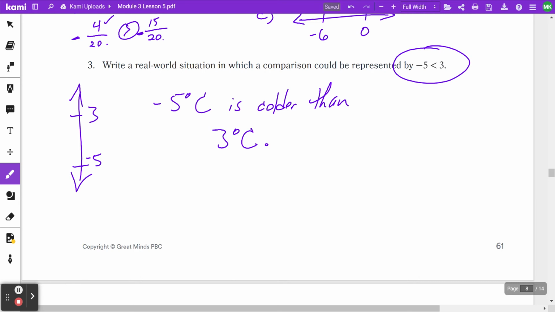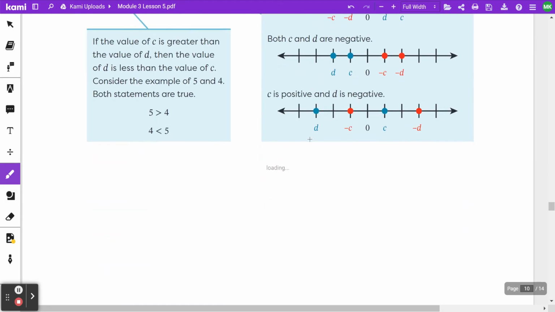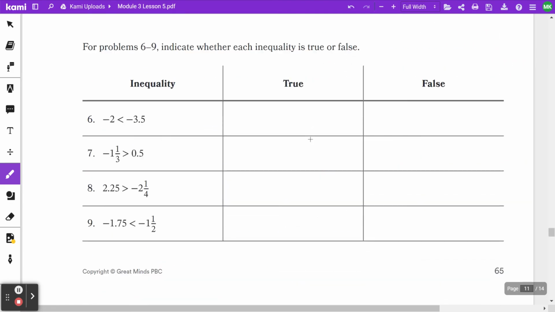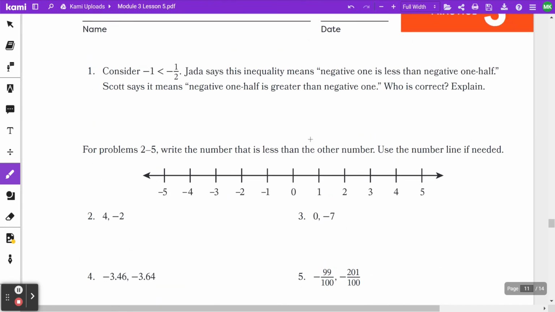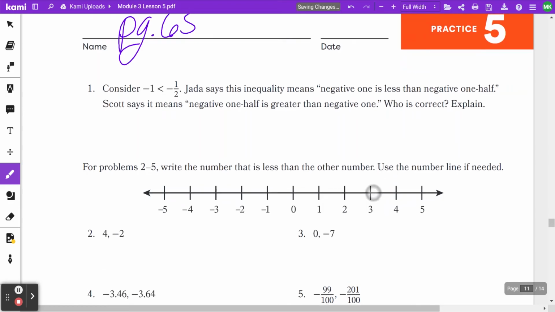Okay, so let's cruise on. Let's do a little bit more here. How about we go down to the little practice area. Practice begins on page 65. Let's see what's up.